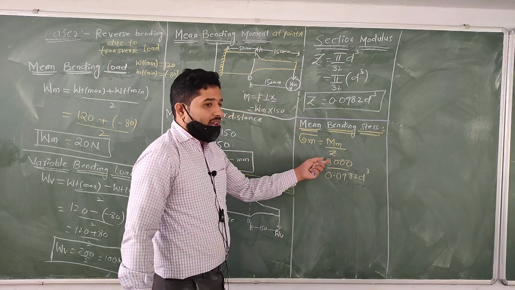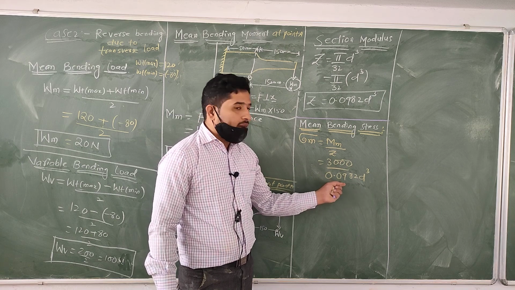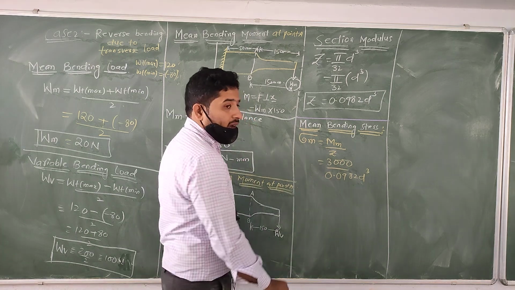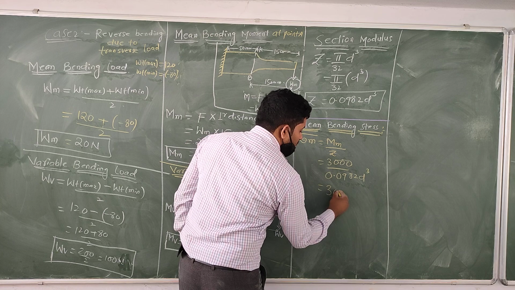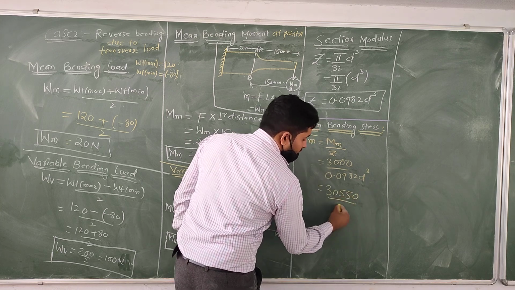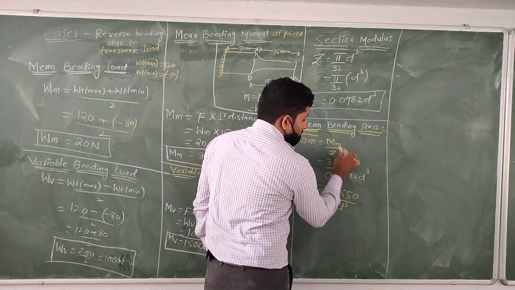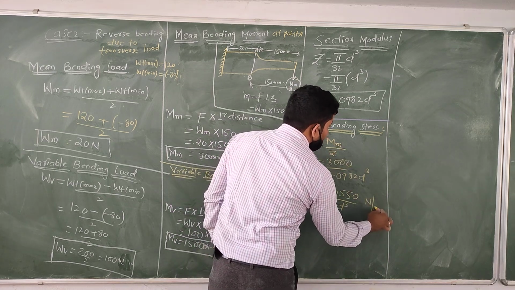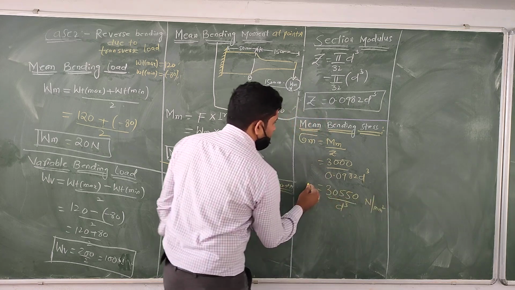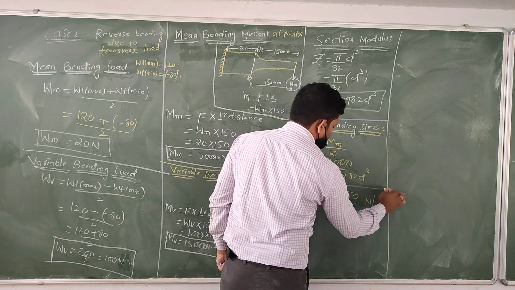If you divide 3000 by 0.0982 with the help of a calculator, you will get the value 30550, then divided by d cube. Then what will be the unit of stress? The stress unit is Newton per millimeter square. That is the value of mean bending stress, sigma m.